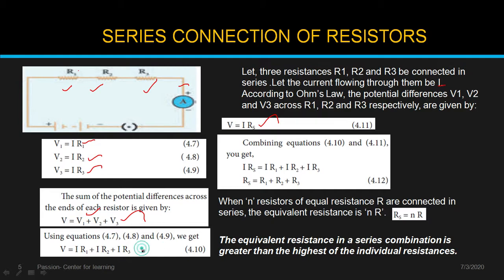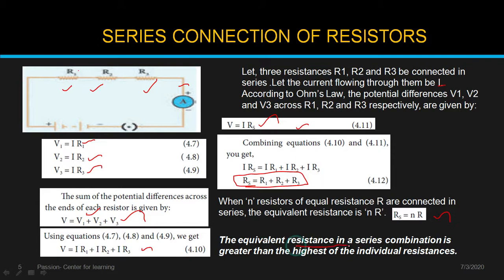So combining equations 4.10 and 4.11, you can write RS is equal to R1 plus R2 plus R3. I is removed from everywhere, so only RS equals R1 plus R2 plus R3. This is the case of three resistors. If there are n number of resistors of equal value R, we can write RS is equal to n into R. Keep it, it is very important for objective questions.